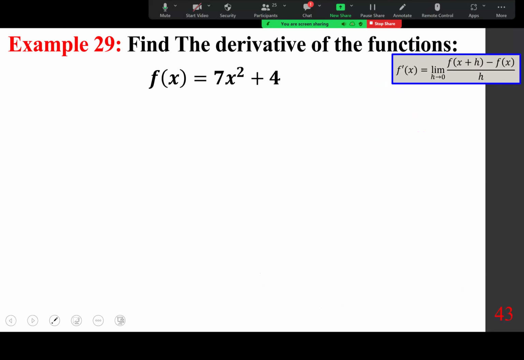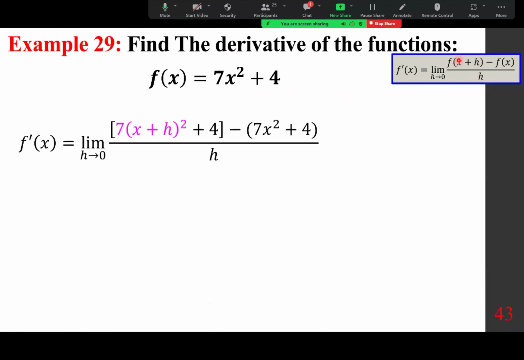Find the derivative of the function. Again, we are using the definition. Again, there is an easier way that we discuss later on. For now, we are using the definition. The limit of f of x plus h minus f of x over h as h approaches 0. And that means the limit as h approaches 0, the numerator is 7 times x plus h quantity squared plus 4 minus this expression, over h. So we just write the numerator in this manner. Very easy.